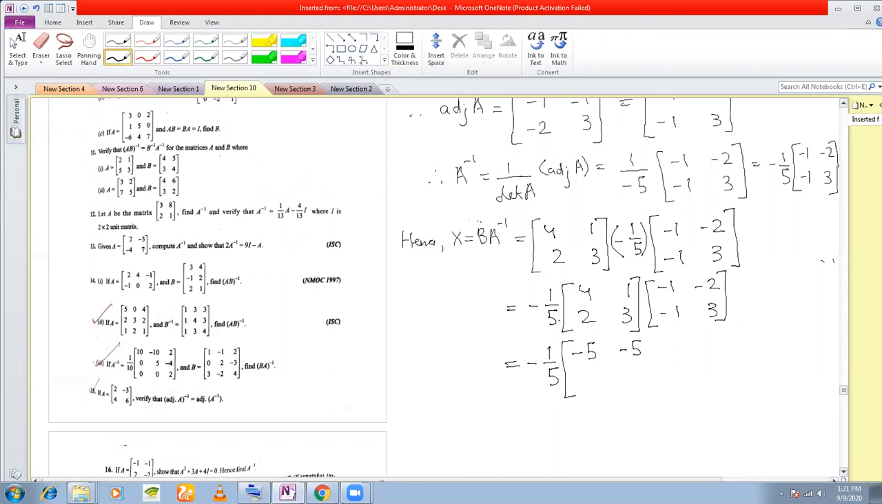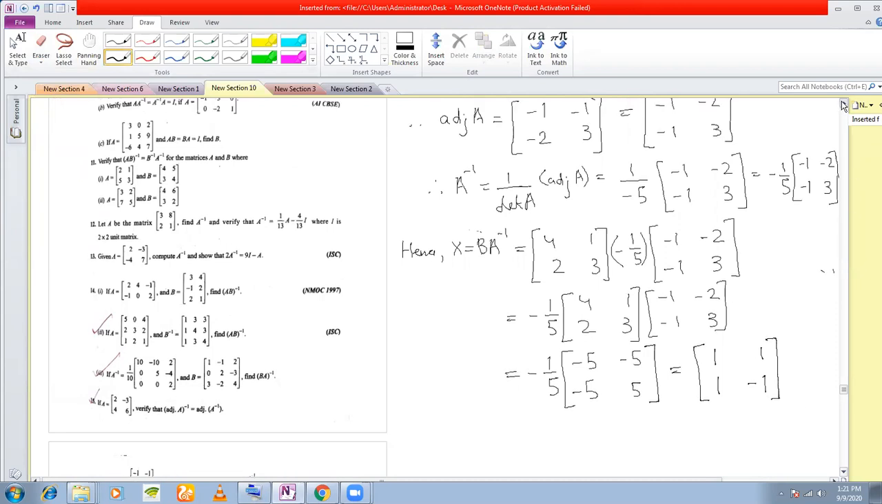First row, second column, right? Minus 8 plus 3. Next, second row, first column: minus 2, minus 3, again minus 5. And then second row, second column: minus 4 plus 9, that is plus 5. So if you multiply by minus 1 by 5, what do you get? You get 1, 1, 1 and here minus 1. So this is your x.